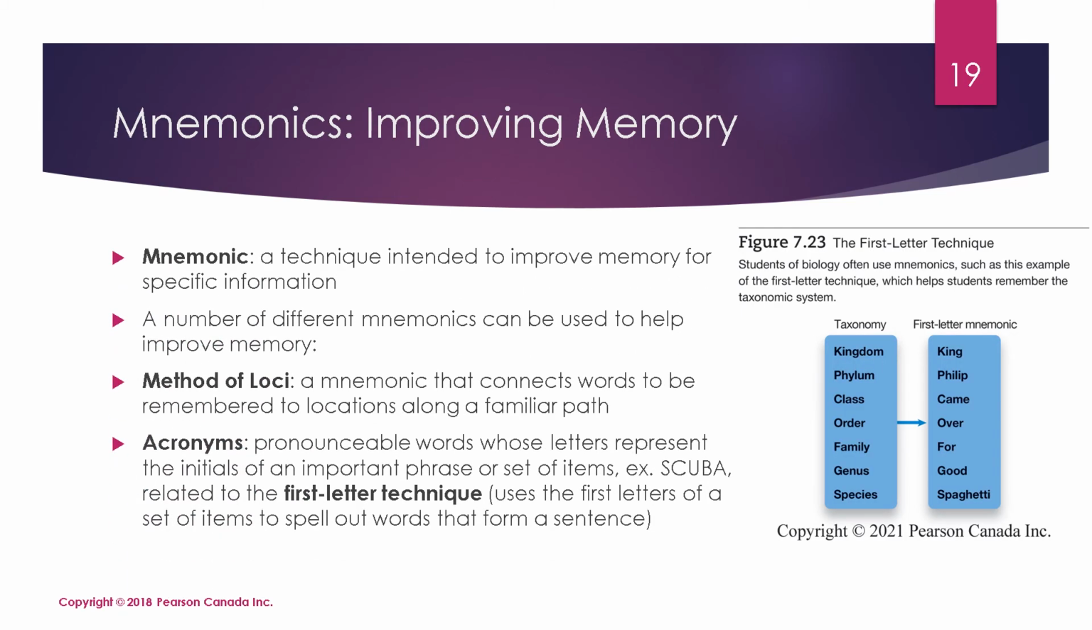Now we'll talk briefly about a couple of ways we might be able to help improve our memory. We can use devices known as mnemonics. A mnemonic is a technique intended to improve memory for specific information. There are a number of different mnemonics, and I'm sure you've used some of them before, though you may not have known that term. There's one called the method of loci, which is a mnemonic that connects words to be remembered to locations along a familiar path. I think this might be in your text, or in the old text, but it's a silly example that really highlights what this means.